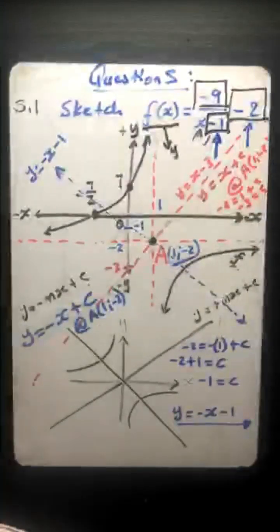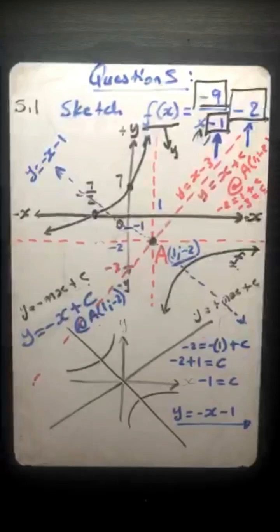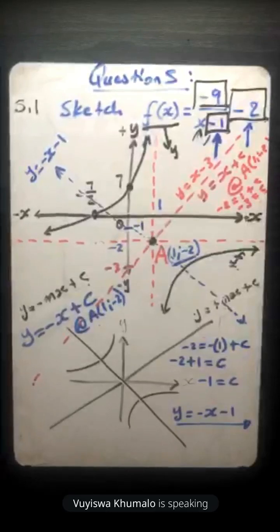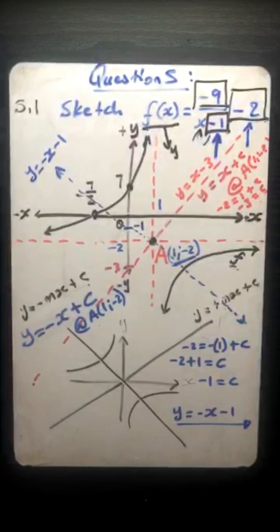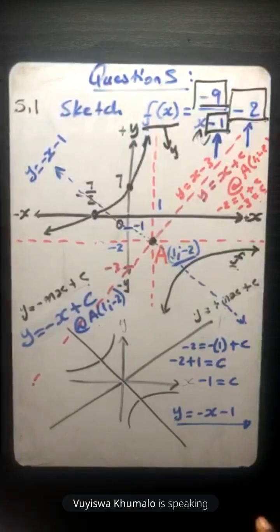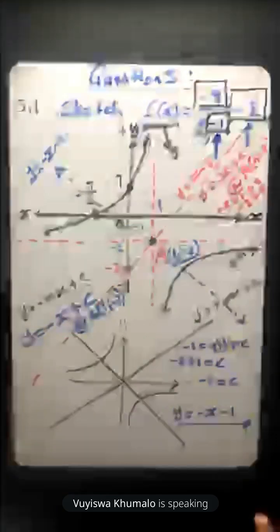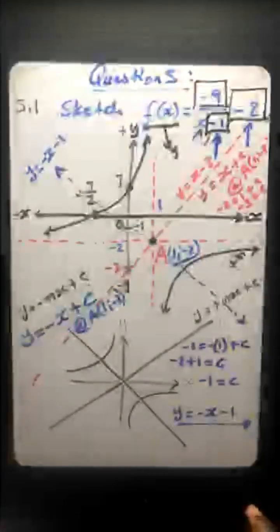So, yes. Okay, I'm a bit lost where we got the gradient from, like m. What did you say there, Vuyiswa? The gradient m, like when we substituted all the values into the formula, where did m go?